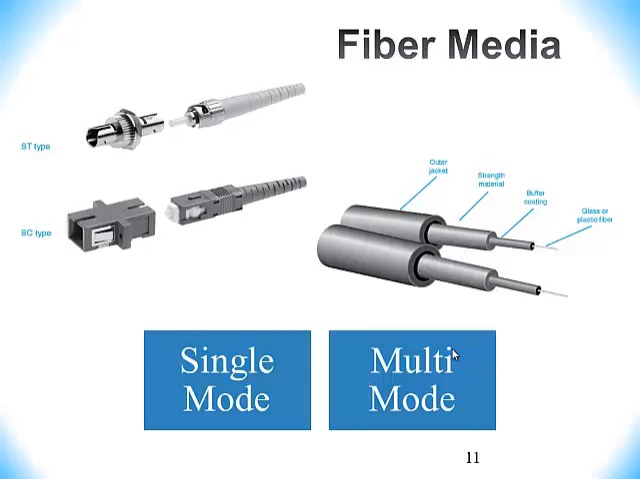Single mode cable allows for distances over 50 miles at speeds over 100 gigabits per second. And then multi-mode cable, on the other hand, can support distances over 1 mile and speeds up to 10 gigabits per second.